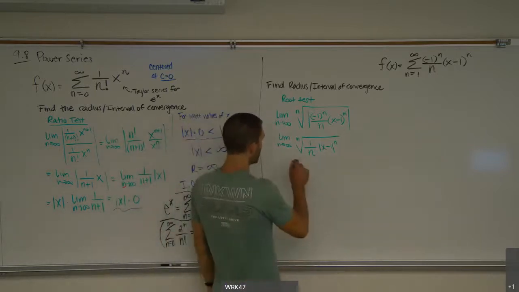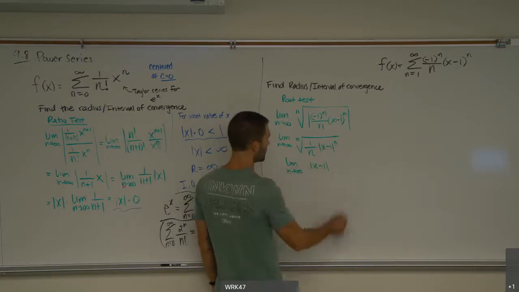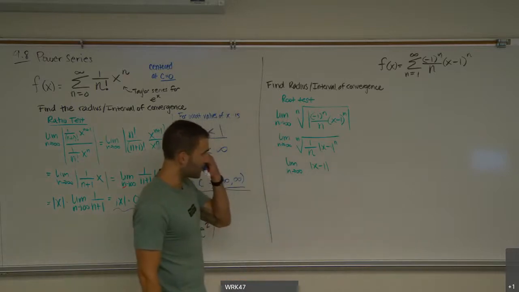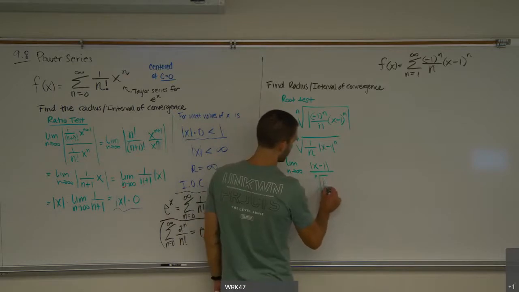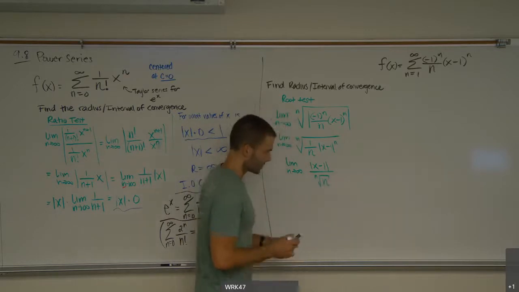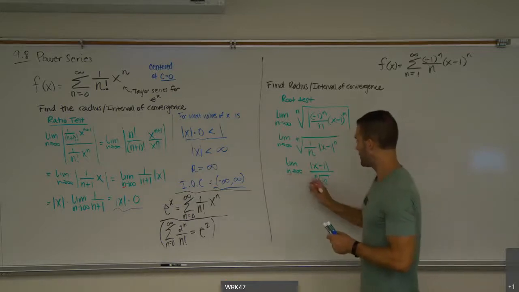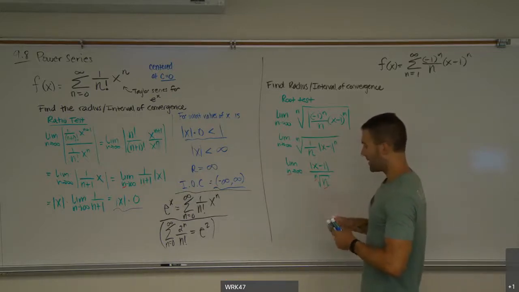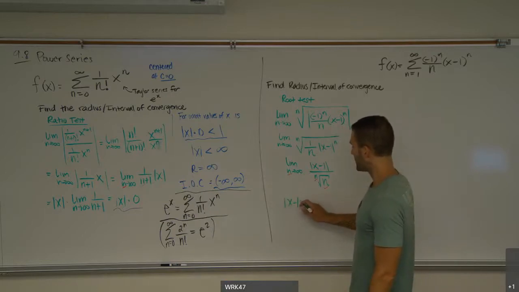Now, the root splits up over numerators and denominators, so we can rewrite it. The nth root of x minus 1 to the n reduces to just the absolute value of x minus 1, and we get the nth root of n in the denominator. Now again, remember that the limit is about n, not about x. And so to avoid confusion, x can be pulled out of this limit. That x term.